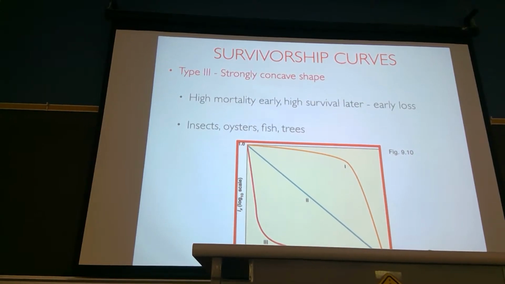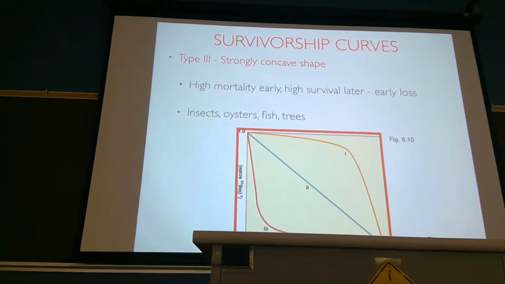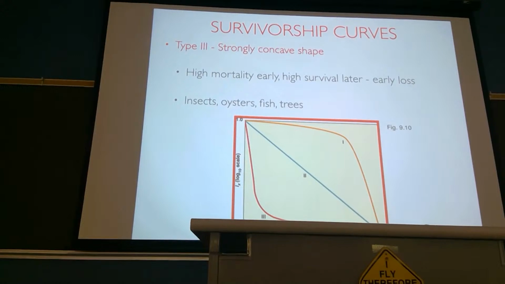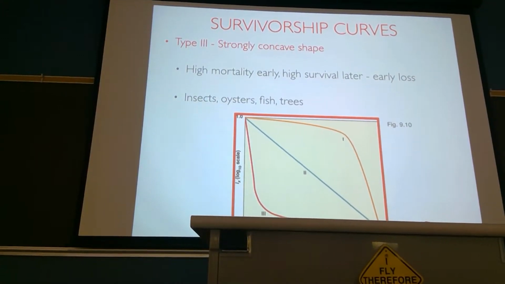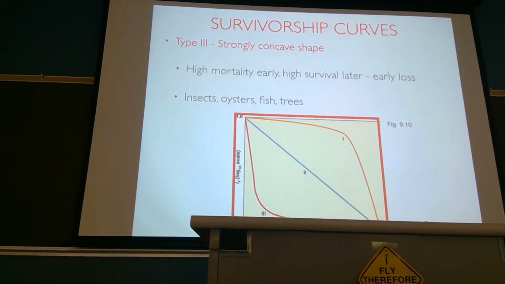Okay, type 3 is the last one. It's a strongly concave shape that goes way down. You have really, really high mortality at the beginning of life. Almost no one survives into being reproductive and post-reproductive. But if you can make it past the juvenile phase, you're set.